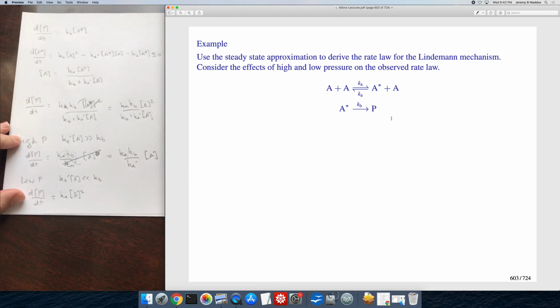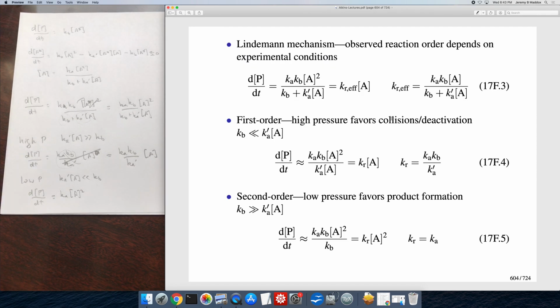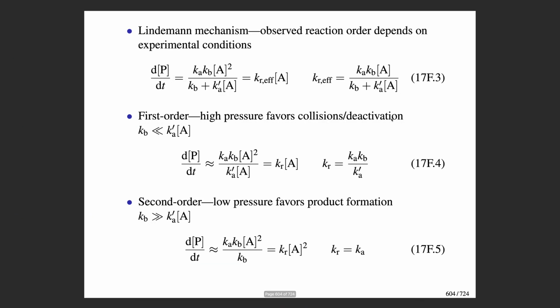And so the point that I wanted to highlight here in this Lindemann mechanism is that the different experimental conditions lead to different observed kinetics. Under high pressure conditions, you're going to observe first order kinetics, but under low pressure conditions, you're going to observe second order kinetics. And so that shows you the richness of complex mechanisms in terms of the experiments that you can do.